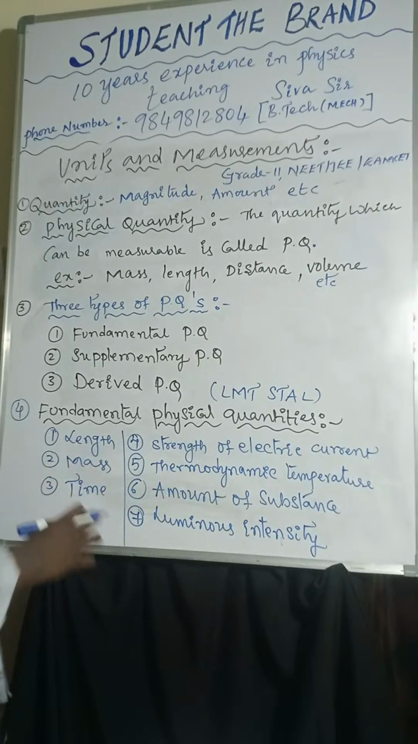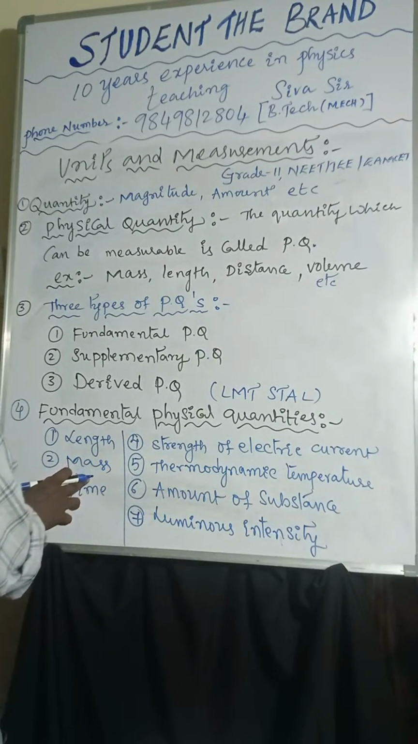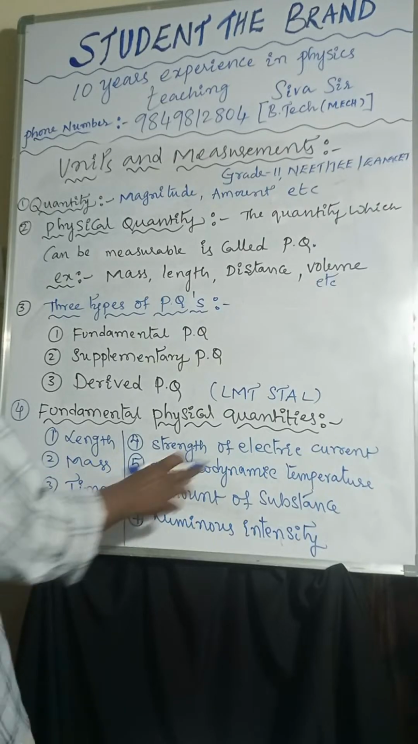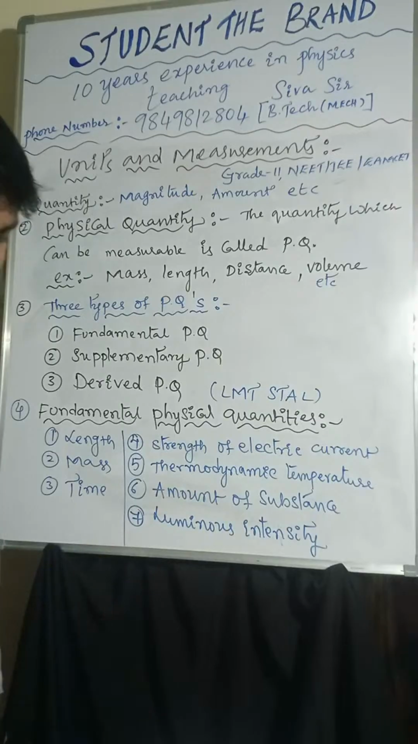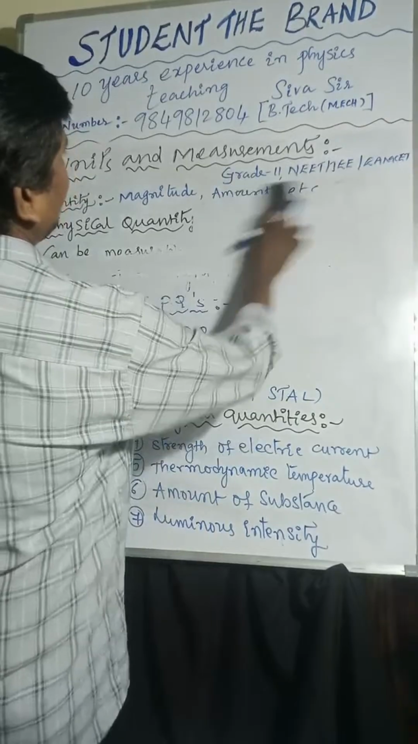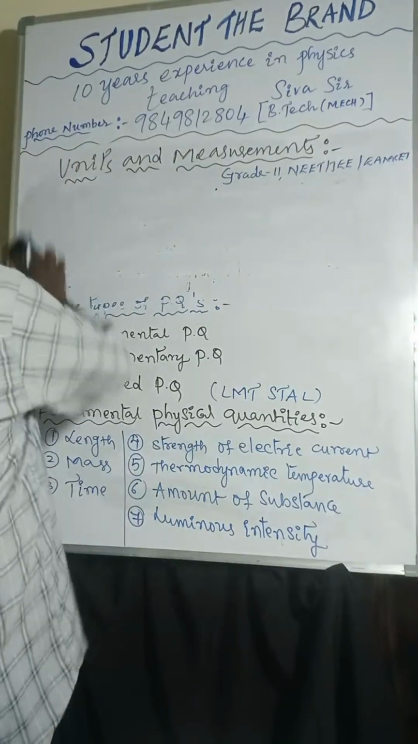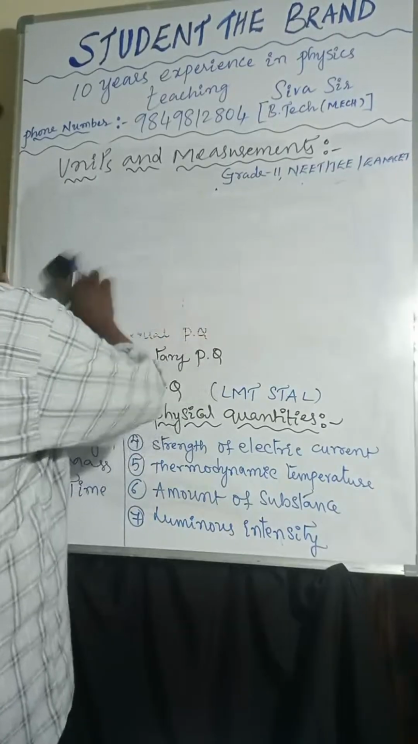The SI unit of length is meter. The SI unit of mass is kilogram. The SI unit of time is second. And the unit of strength of electric current is ampere. I'll write here, just check once. Those are the seven fundamental physical quantities.